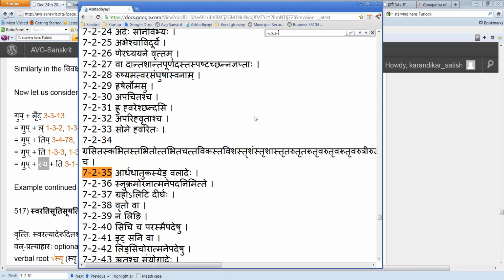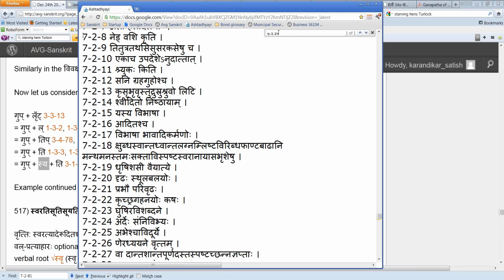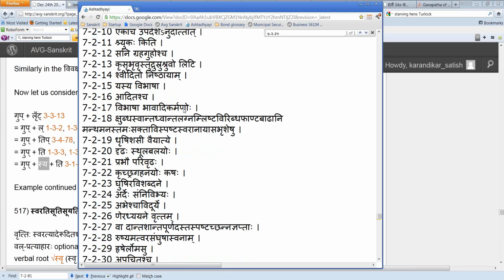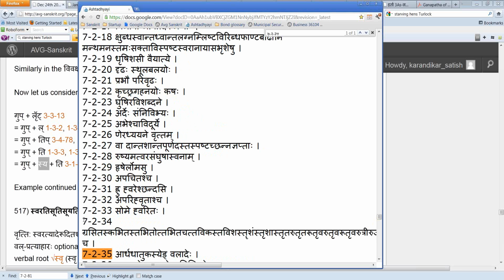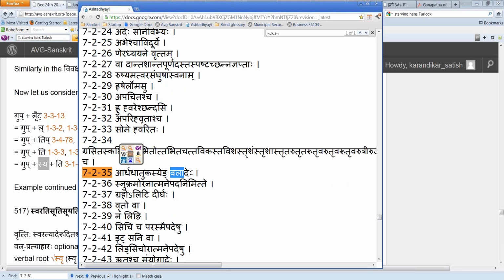Now prior to that, there are the in nishedha sutrani, which stop the idagama. They start from 7-2-8, the ned vashi kriti, which starts the in nishedha and goes up to 7-2-34, and then there is ardhadhatukasya valadeh. Never forget the valadeh. If the pratyaya is not valadi, there is no question of idagamah. Idagamah only comes if the pratyaya is valadi.